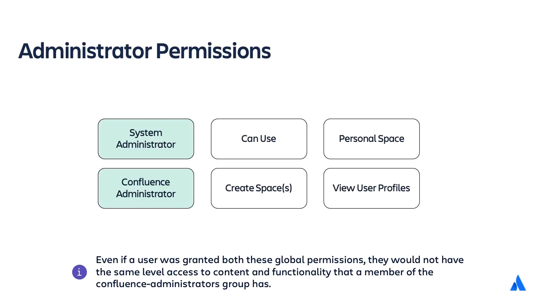Then, on top of that, membership in the Confluence Administrators group grants special privileges. They can access all content regardless of space admin permissions or content level restrictions. Even if a user was granted both of these global permissions, they would not have the same level of access to content and functionality that a member of the Confluence Administrators group has. Let's look at an illustration.